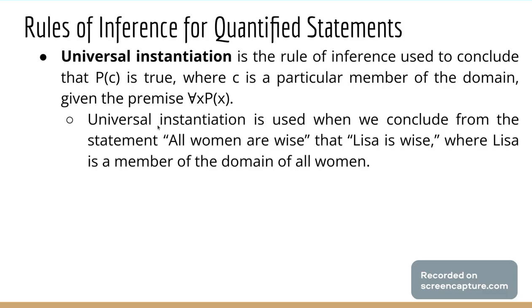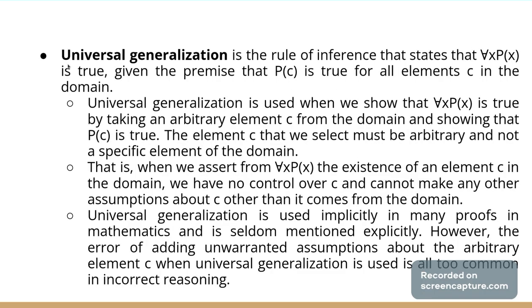For example, universal instantiation is used when we conclude from the statement, all women are wise, this is for all x, P(x), that Lisa is wise, because Lisa is an instance of woman. And if all women are wise, then Lisa should be wise. This is a valid argument. So universal instantiation is a valid rule of inference. Then we have universal generalization.